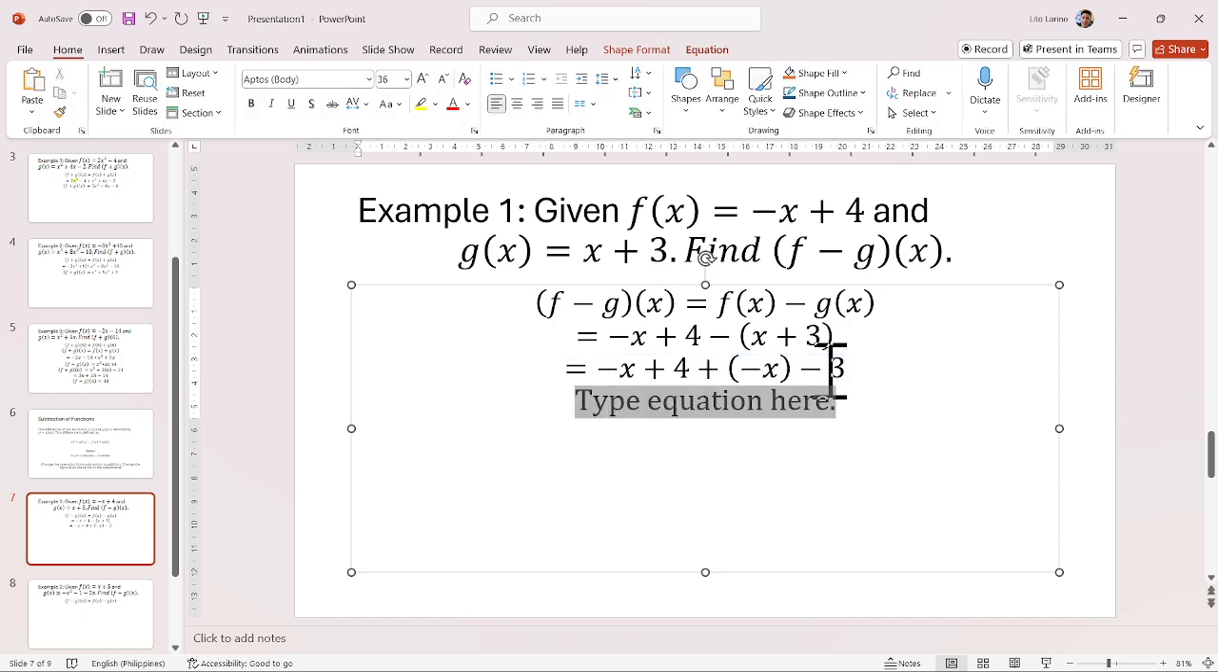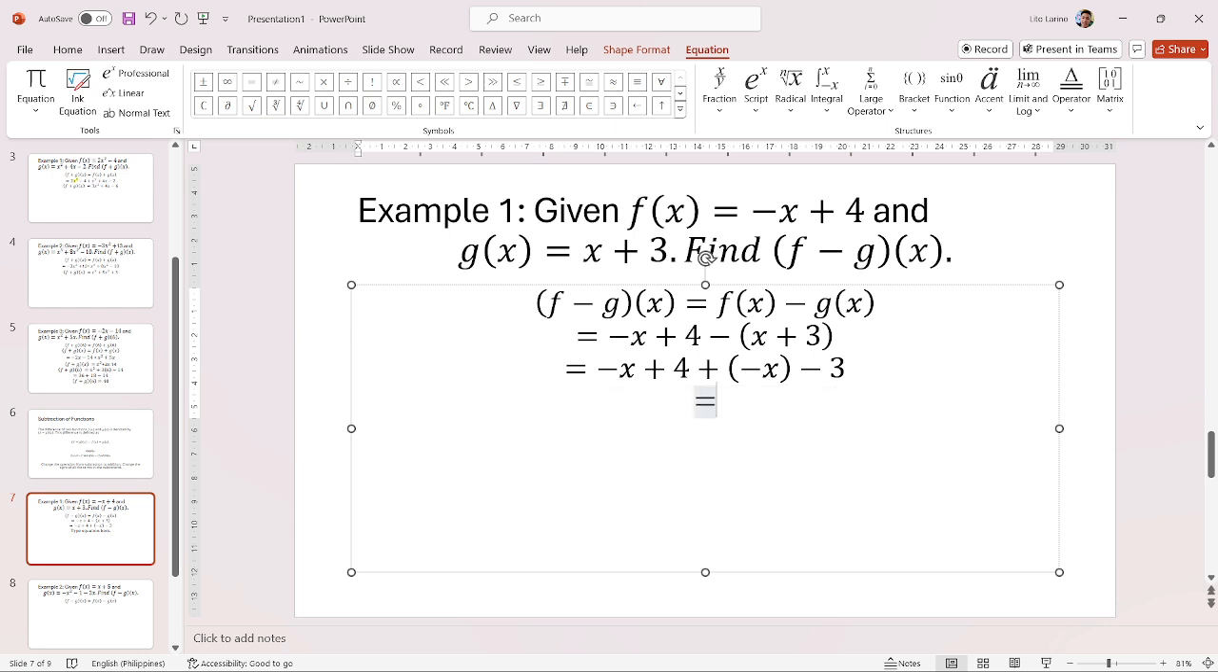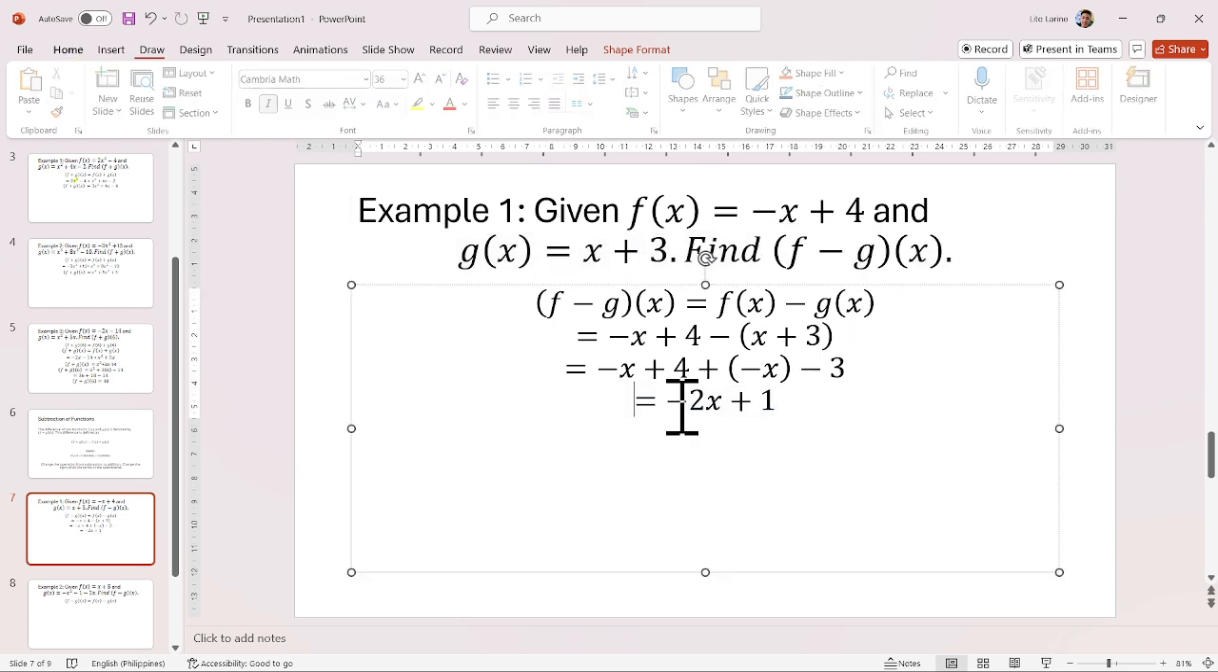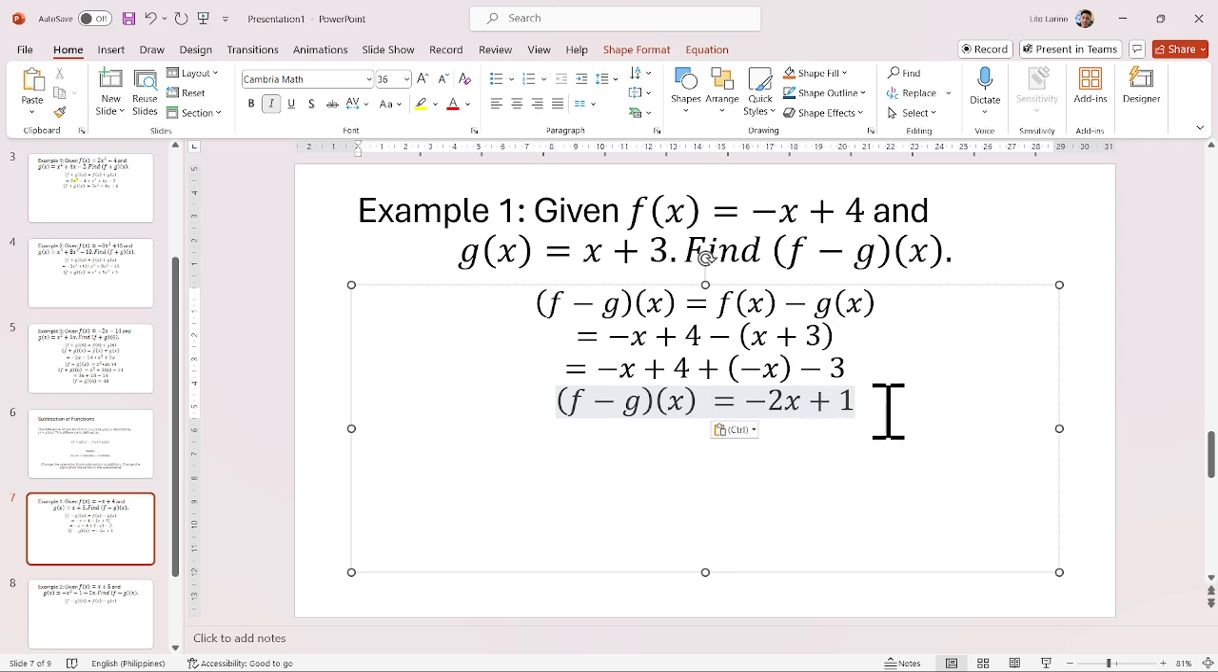That is, equals, we have negative x minus x, and that is equal to negative 2x. Okay? Negative x minus x is equal to negative 2x, and then we have the constant terms, 4 minus 3, that is equal to plus 1. Thus, the difference of f of x and g of x is equal to negative 2x plus 1. F minus g of x is equal to negative 2x plus 1.